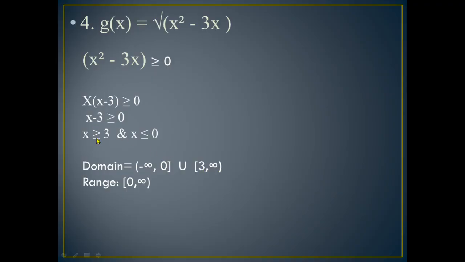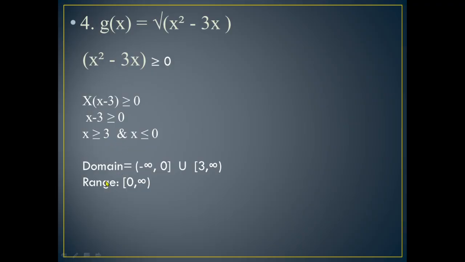It excludes 0 to 3, that should be greater than or equal to 3 and less than or equal to 0, that is minus infinity to 0 union of 3 to infinity including 3, because this is x greater than or equal to 3, so that 3 can be included. Similarly here 0 can be included, so minus infinity to 0 union of 3 to infinity.